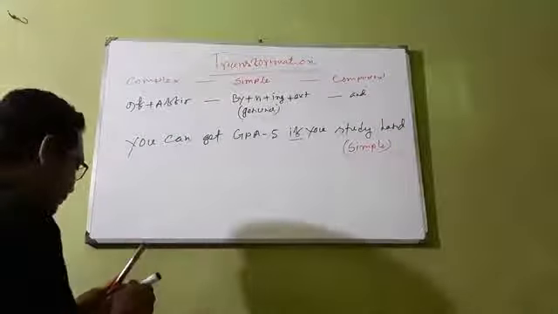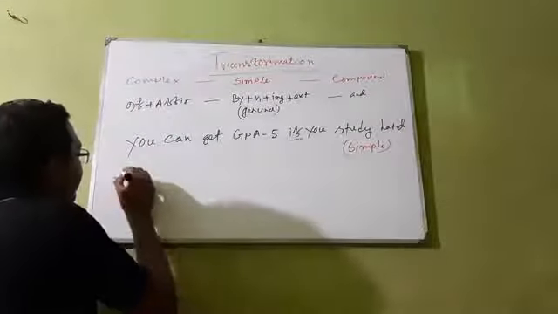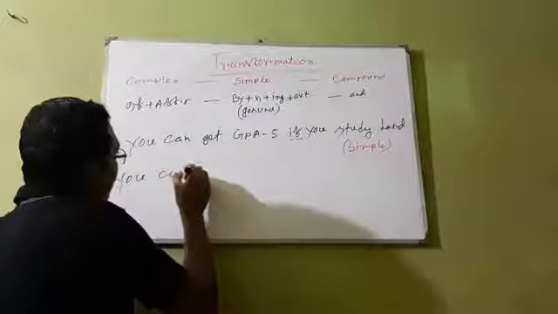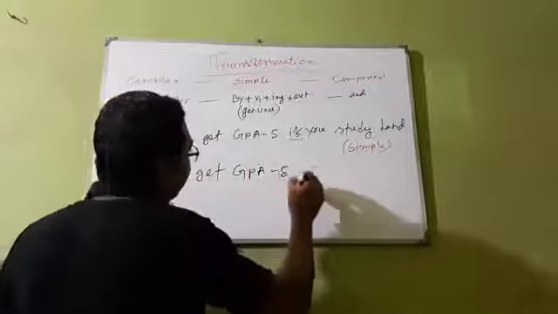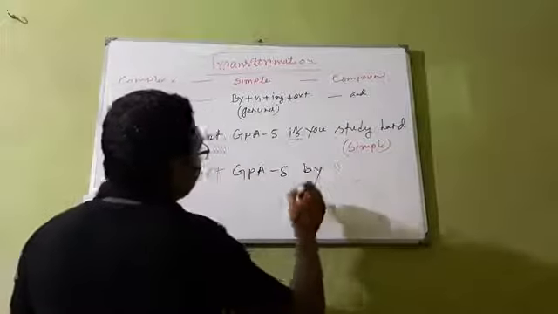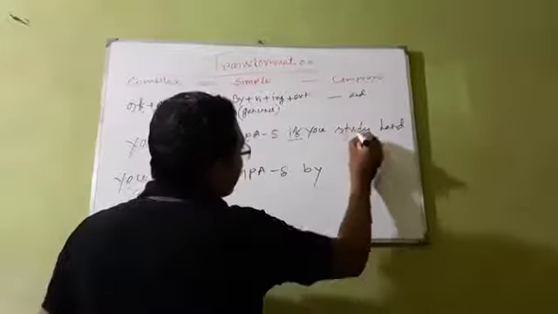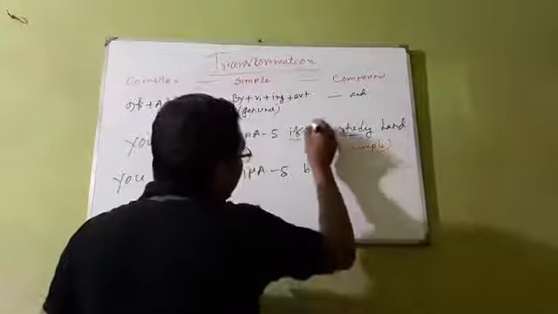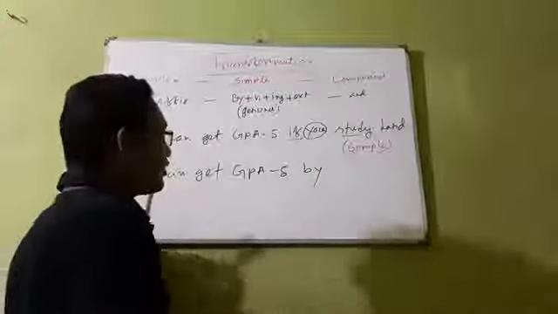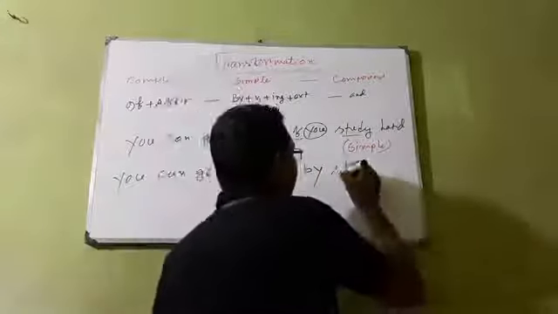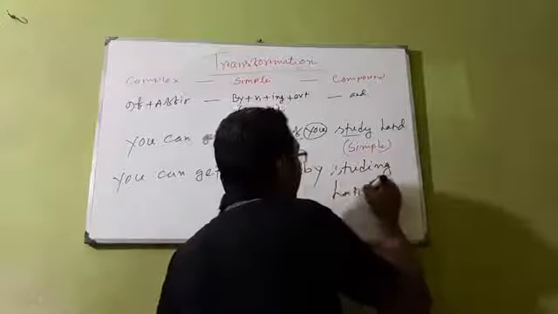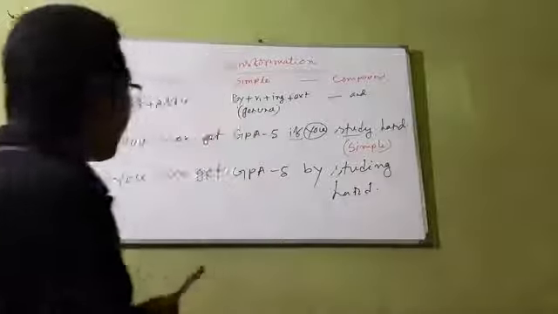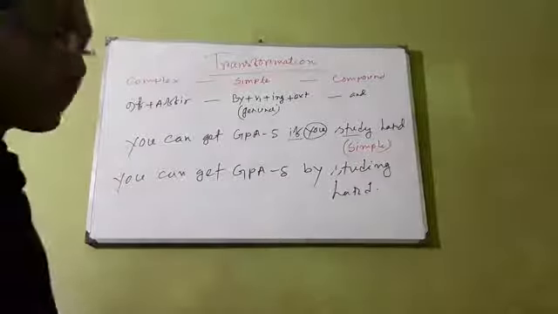You can get GPA 5 by plus verb. This is the verb. That means we have to leave this subject also. By studying hard. You can get GPA 5 by studying hard.